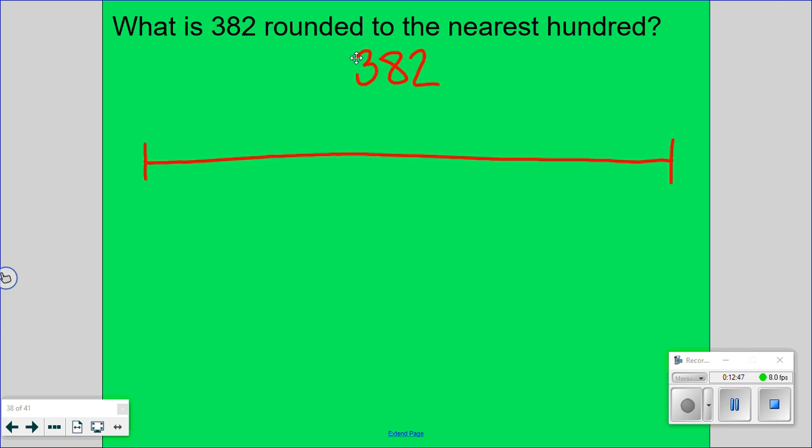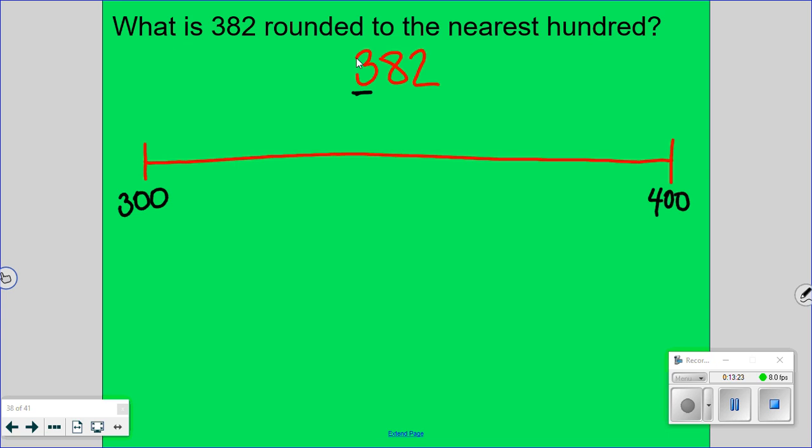Raise your hand and tell me what digit is in the hundreds place. Avery? 3. The 3 is in the hundreds place. That should help you when we are making our endpoints. What's going to be the endpoint? Mason? 400 and 300. Mason took that 300 right here and said, okay, that's my starting spot.